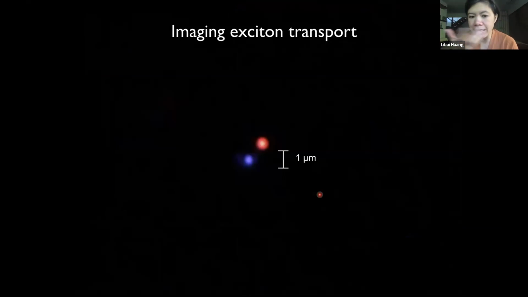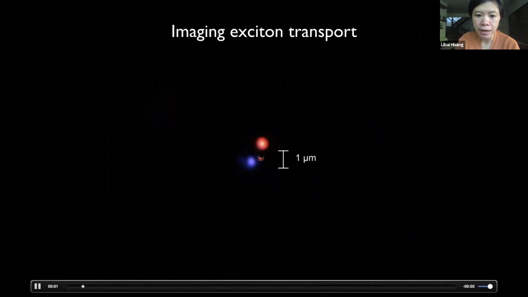So in practice, what it looks like in the lab is, here it's a video showing that the pump beam is in the middle, right? So you can focus onto a certain area, and then the probe beam is scanning around. So you can imagine that to detect a pump probe signal away from where you actually pump, you would have to have some kind of excitation energy transport from where you pump to where you probe.